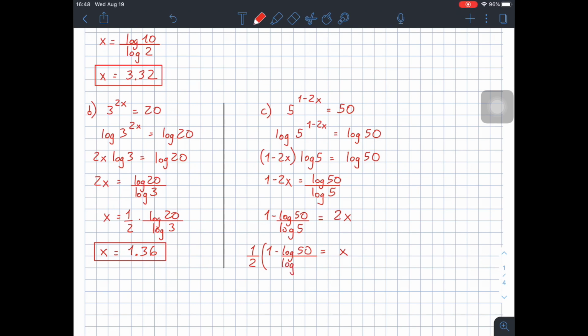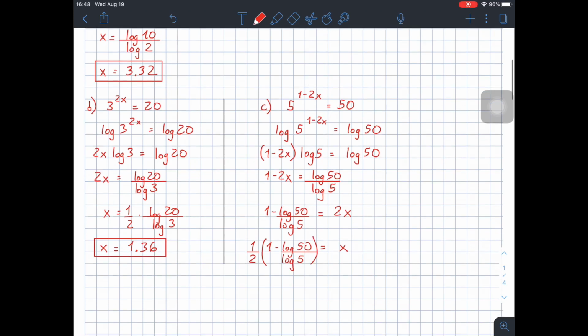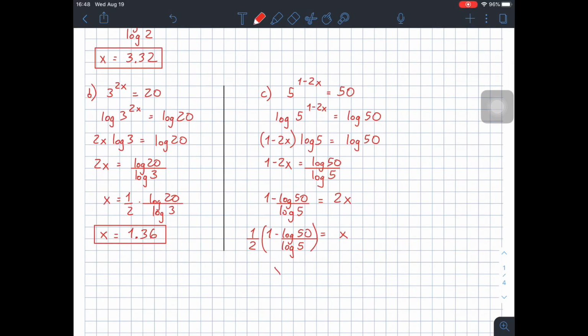So we can plug in all of this into our calculators and we will get a value of x, which would be, let me see, 1/2 times 1 minus log of 50 divided by log of 5. We get, as a result, negative 0.715 if we round it to 3 significant figures. So this is the value of x, okay?